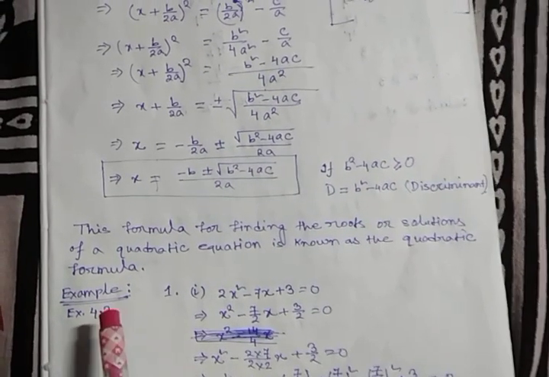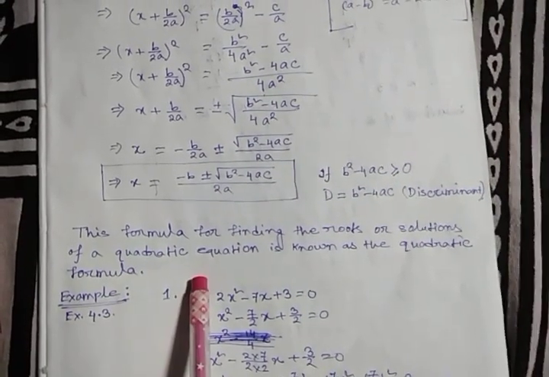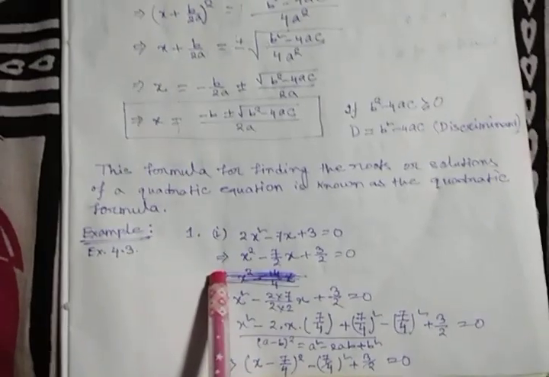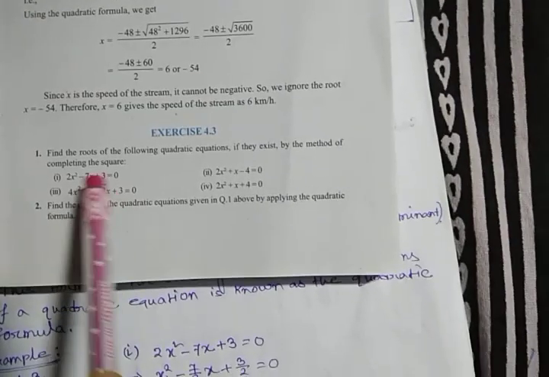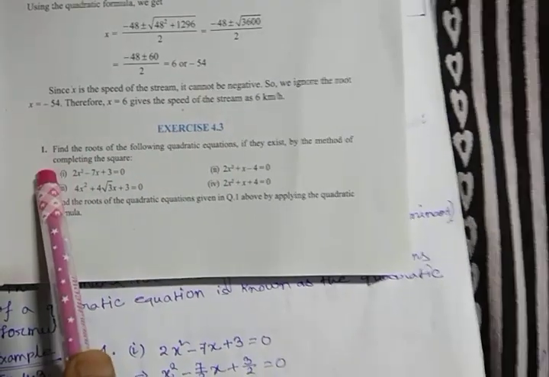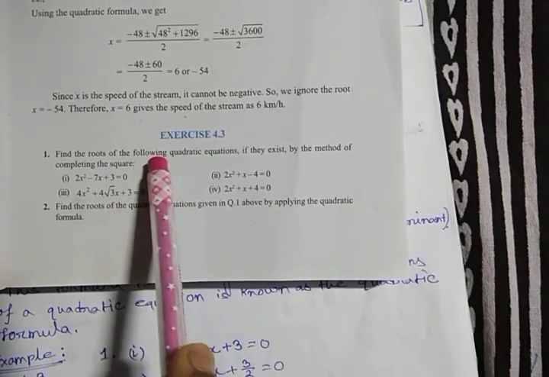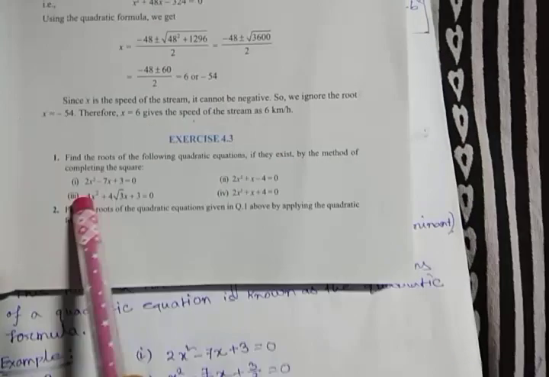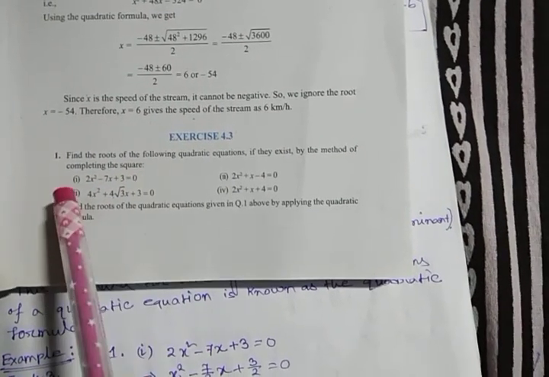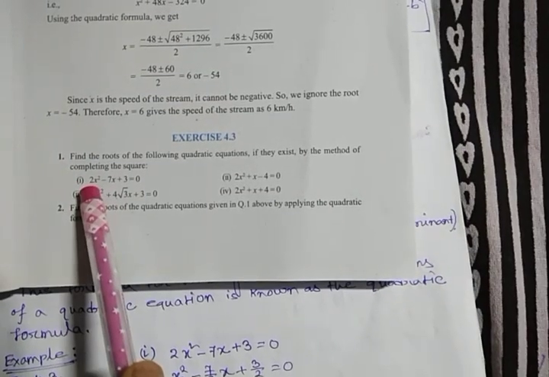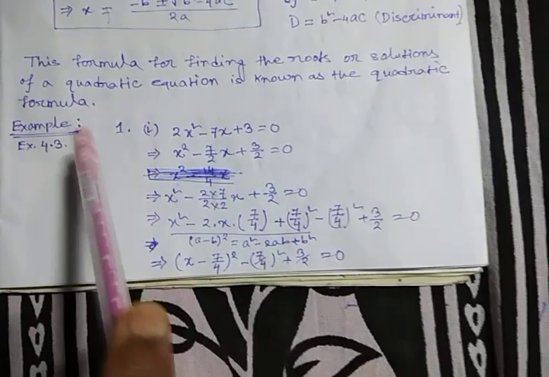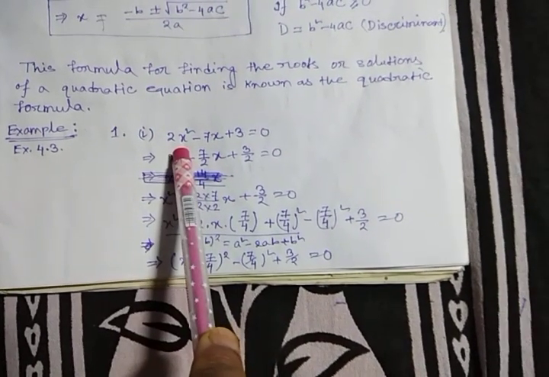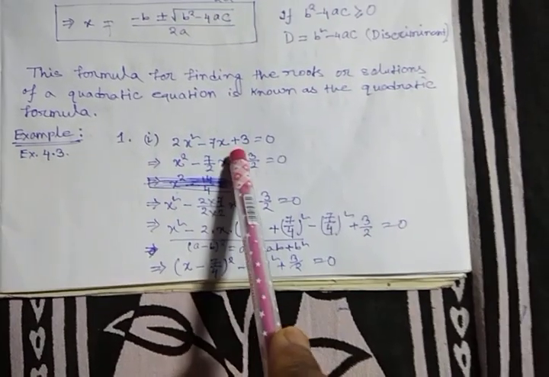Now we need to apply completing the square for finding a solution or roots of a quadratic equation. So for that, exercise 4.3 question number 1: find the roots of the following quadratic equations if they exist by the method of completing the square. We will solve number 1, Roman number 1. Here we are given 2x square minus 7x plus 3 equal to 0.